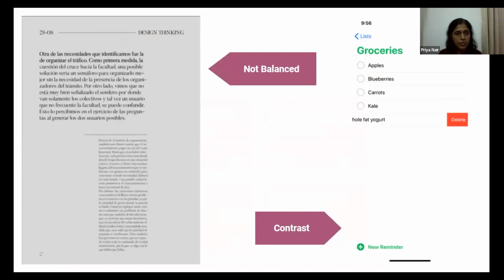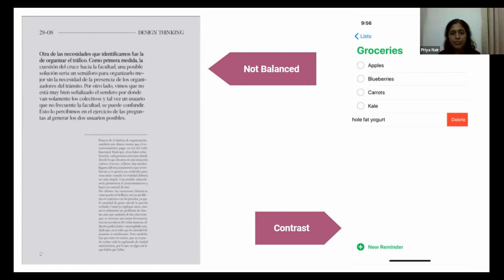The next case, I've shown a not balanced screen as well. It is some scientific paper, I guess, where the elements are not equally distributed on either side of the vertical line.